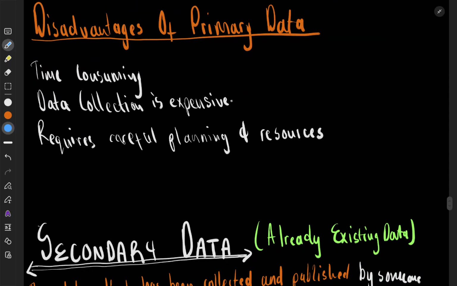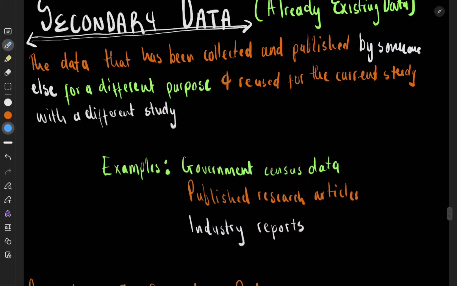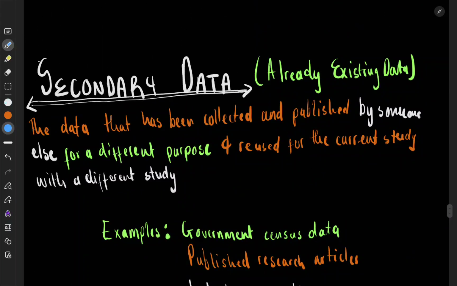Now, what are the disadvantages of primary data collection? Time consuming. It takes time for you to collect data yourself or using the research team. And it is expensive, and it requires careful planning, or else you collect the wrong stuff. So it needs careful planning. It is time consuming and it's expensive. These are disadvantages.